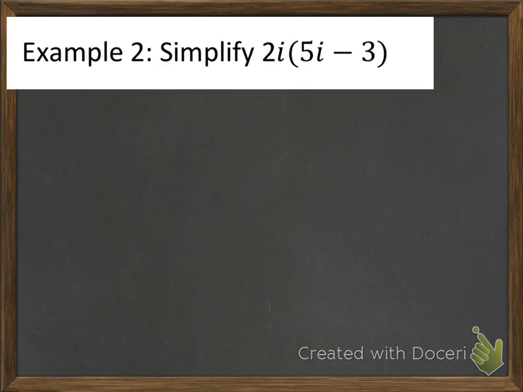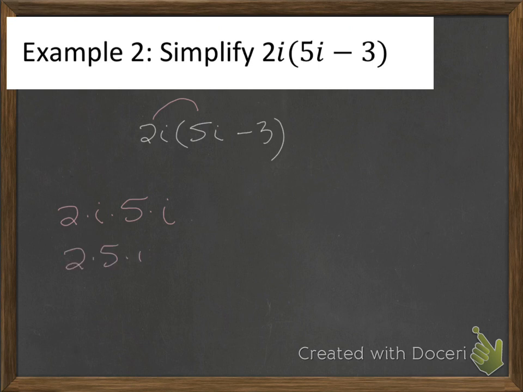All right, let's do another example. Here, we notice we're multiplying 2i times 5i minus 3. So at this point, we need to pull out our distributive property. So we have 2i times 5i. Again, remember, these are all connected through multiplication. 2 times i times 5 times i. So when we multiply this, we're going to do the exact same thing we did in the previous problem, where we rearrange those values so that we can clearly see what we're doing.